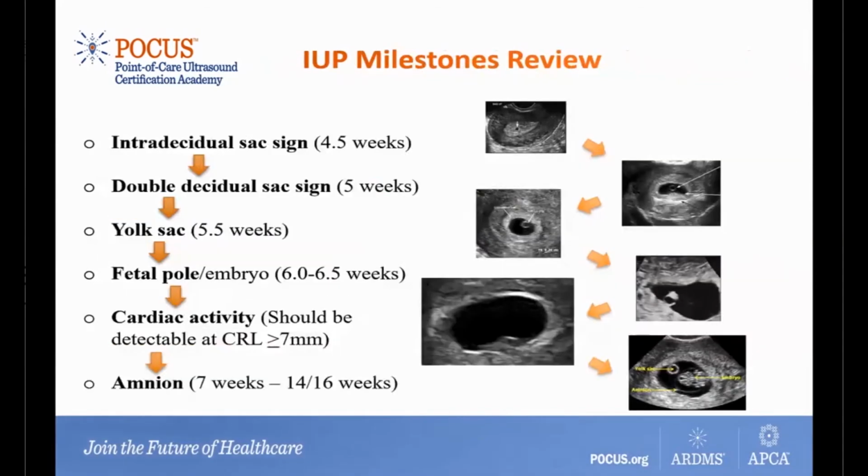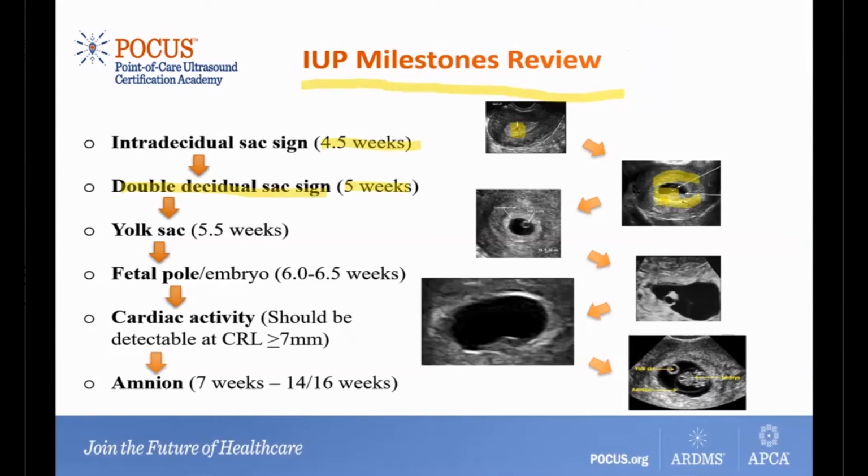Now that we have a deeper understanding of the intrauterine pregnancy developmental process, this is a good time to review the milestones. We start off with the intradecidual sac sign, which is just a little tiny dot or a small collection of fluid seen around 4.5 weeks. Then the double decidual sac sign appears around 5 weeks gestation. That's over here. You can see those two echogenic inner and outer rings.